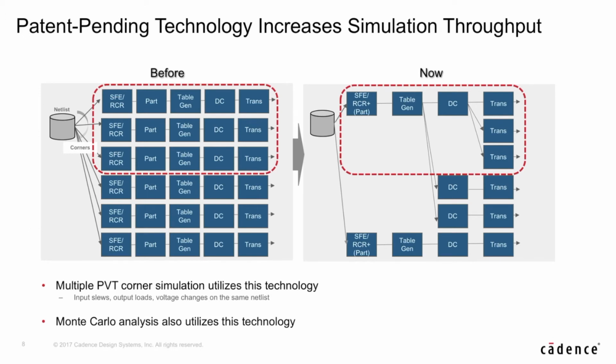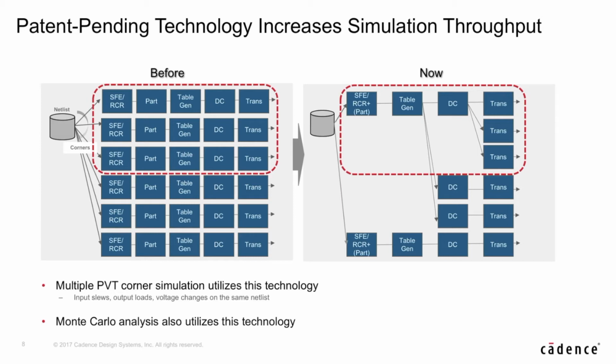And I talked about the patent-pending Super Sweep technology, so here's an illustration of that. Without Super Sweep technology, each PVT corner simulation is independent. If you're going through 200 PVT corners, you're going through 200 independent simulations. Each simulation would go through simulation front end, RC reduction, partition, table model generation, DC, and the transient.